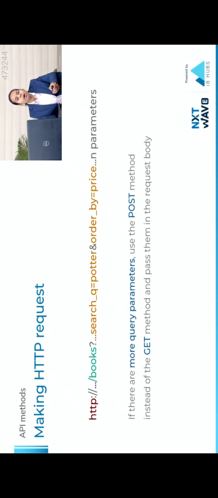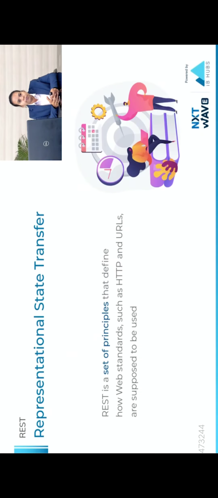Okay. So now we understood about this getbooks API, and how to add some filters to it, right? So now let's proceed further to the REST API. Okay, so let's understand firstly about the REST. REST, the full form of it is representational state transfer.